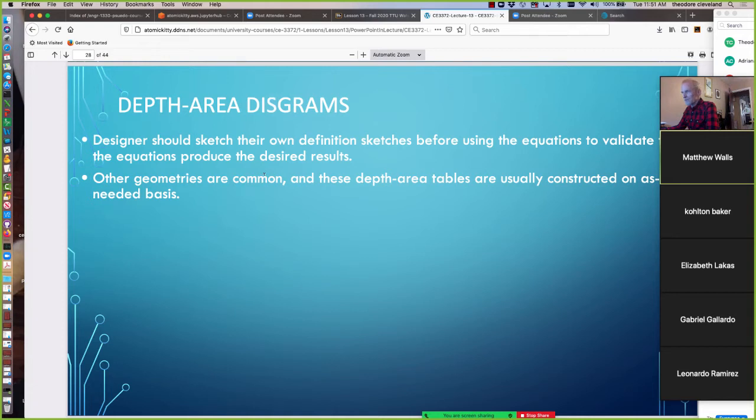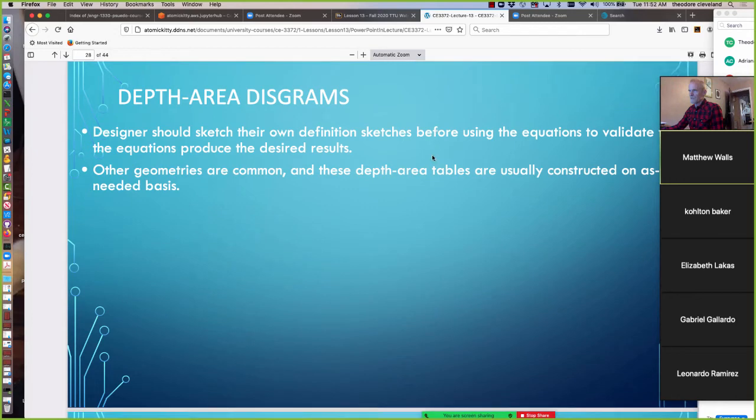Some other geometries are common, and you would go to the trouble to do this if you're working on a project and you have to do hydraulics over and over again, and you're using common geometry. So, for example, if you're using box culverts, that is easy enough to do. You can do that as a one-off every time. Circles the same way, but sometimes it might be easier just to build a chart that you can look at really quickly. Elliptical pipes, you would have to build a chart to look at or do the arithmetic every single time. And there are a few other geometries where it would be useful to produce a depth area diagram.